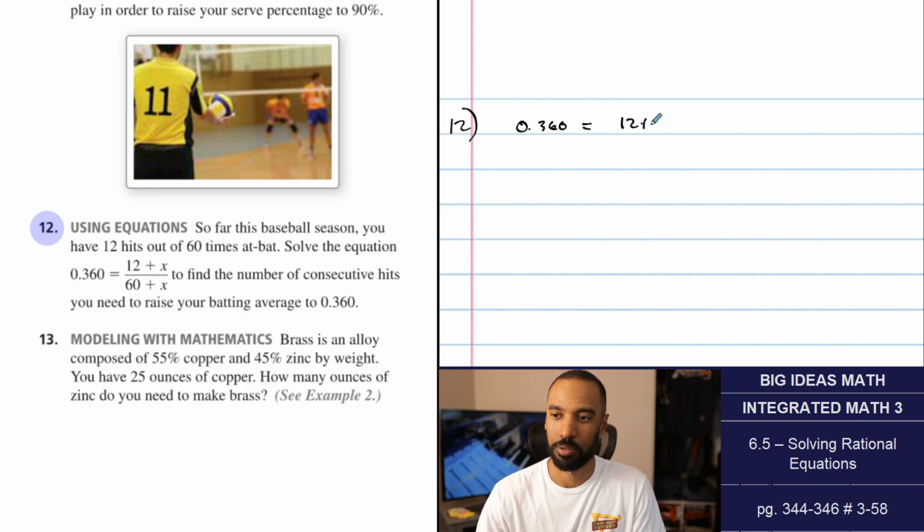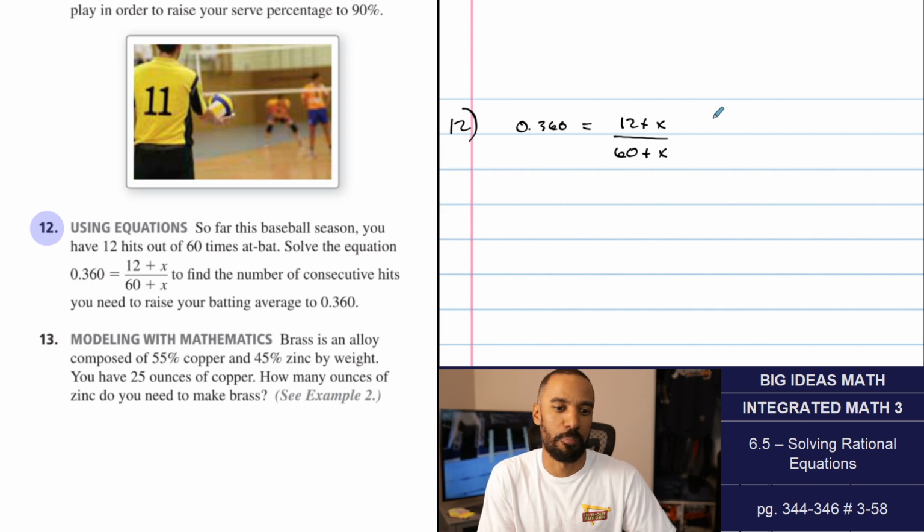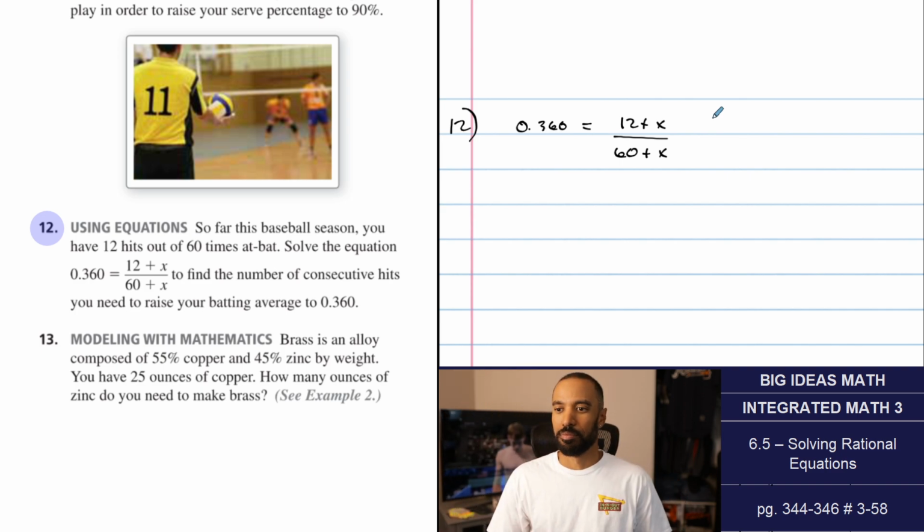Equals 12 plus x over 60 plus x. At least you're early on in this season. To find the number of consecutive hits, you need to raise your batting average to .360. Be like Ichiro or Barry Bonds in the '04 season.